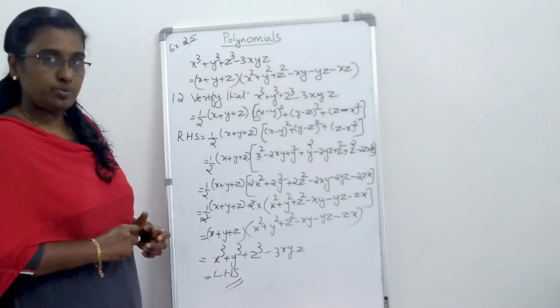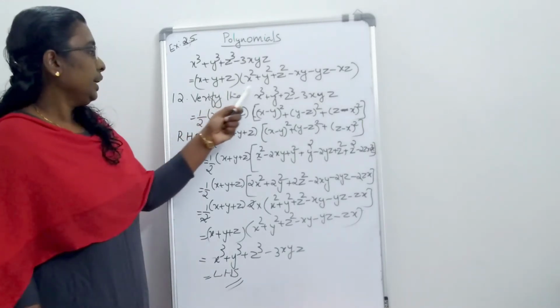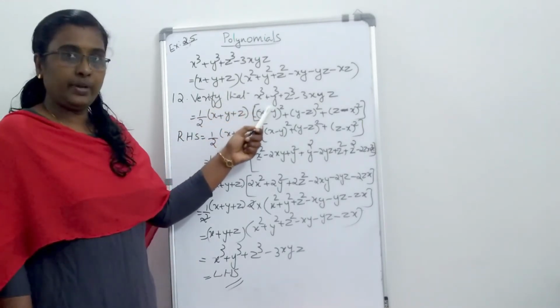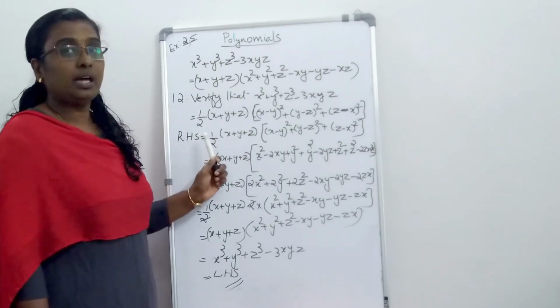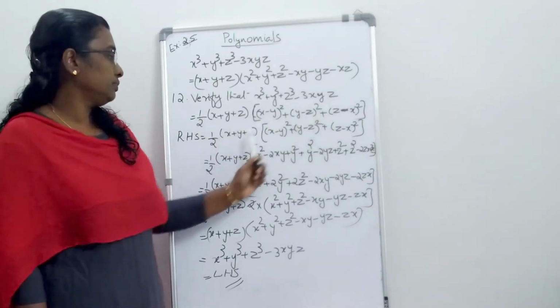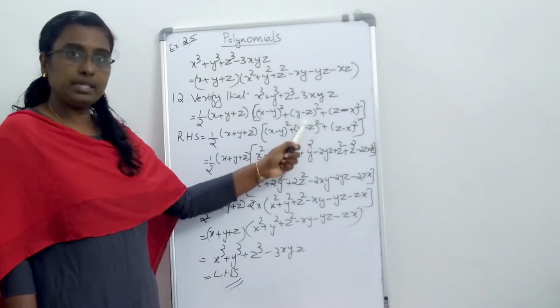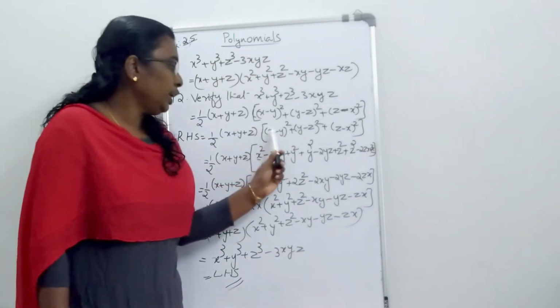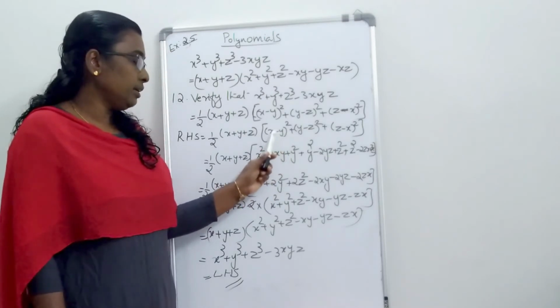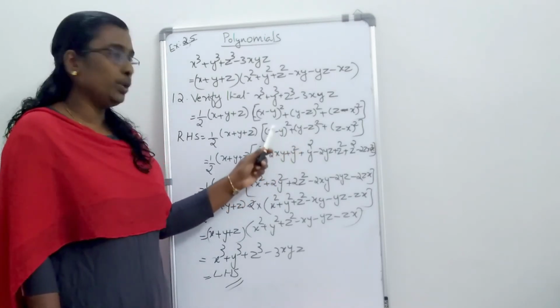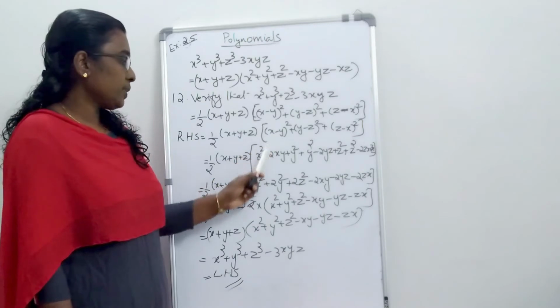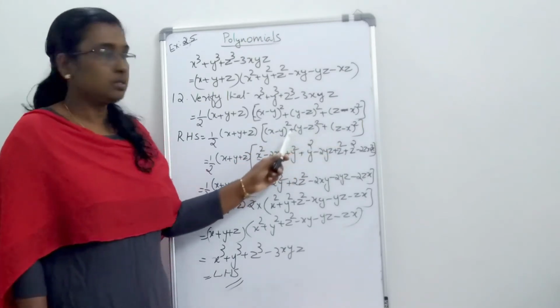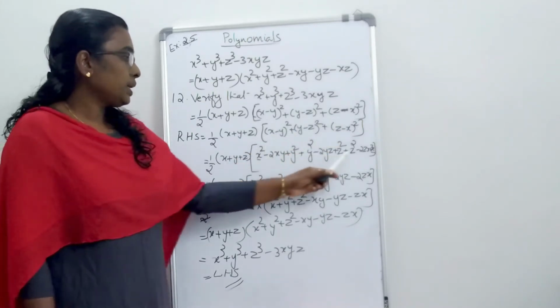Okay, once more. In order to verify this equation, first we take the RHS. RHS is this one, so write RHS like this. Then we can simplify RHS by, we know this identity, a minus b the whole square. So according to that identity, expand these 3 terms. Okay, we expand this one.